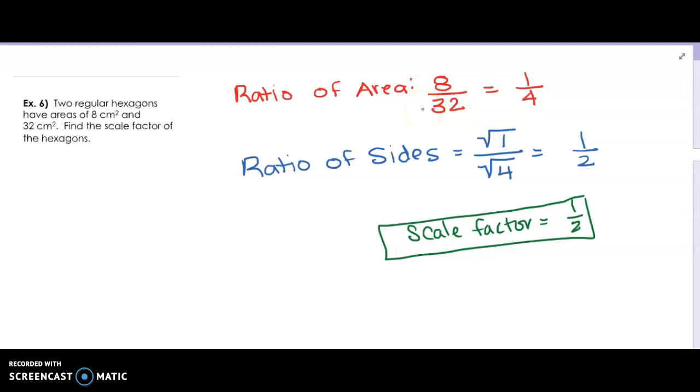All right, so when I do this, the ratio of the area is 8/32, and 8/32 reduces to 1/4. Now remember, when we found the ratio of the area, we had to square this. So to undo the square we take the square root of both the top and the bottom. So the ratio of the sides would be the square root of 1 over the square root of 4. But guys, the square root of 1 is just 1, and the square root of 4 is just 2. So the ratio of the sides is 1/2. And guys, the ratio of the sides and the scale factor are the same thing, so the scale factor is just 1/2.